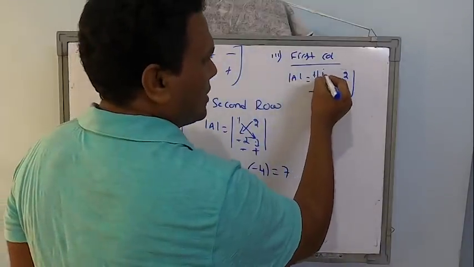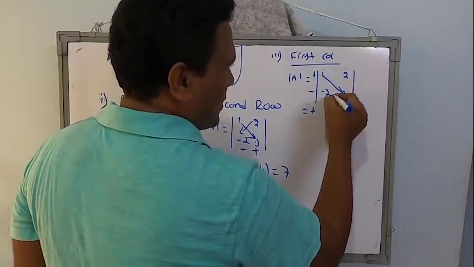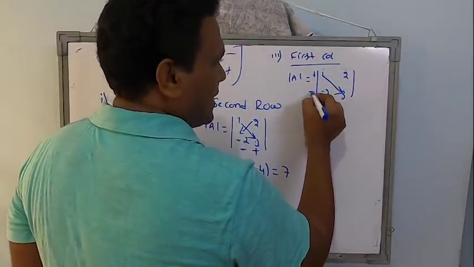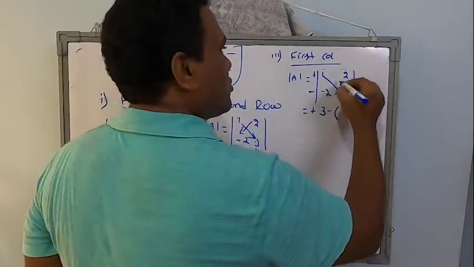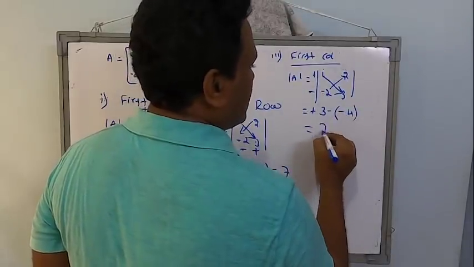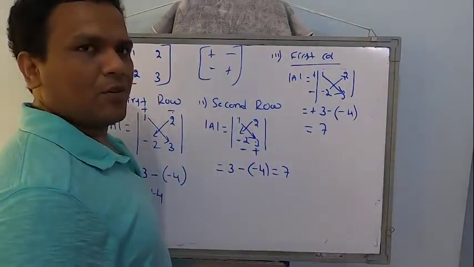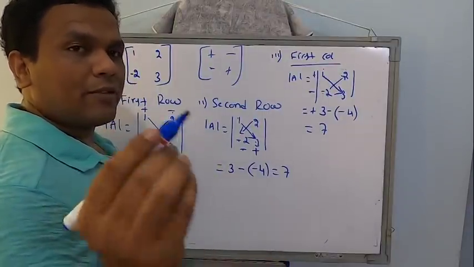Again, see, this element is associated with the plus sign. So plus 1 multiplied by 3, it's going to be 3. Next, this element is multiplied by the minus sign. So write down the minus sign. Minus 2 multiplied by this, so that's going to be minus 4. The answer is still going to be 7. So we can expand from any row or any column. The value still remains the same.